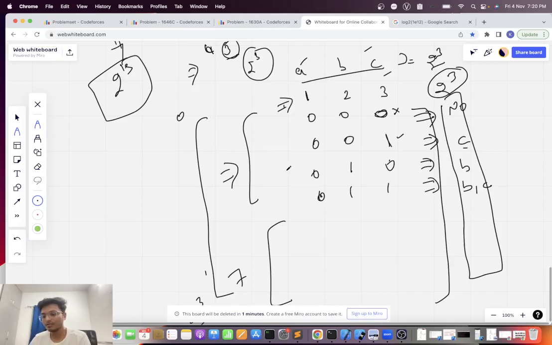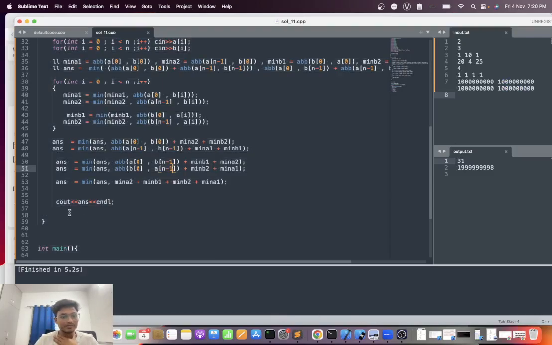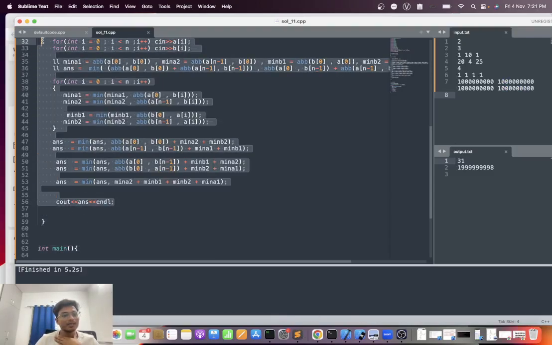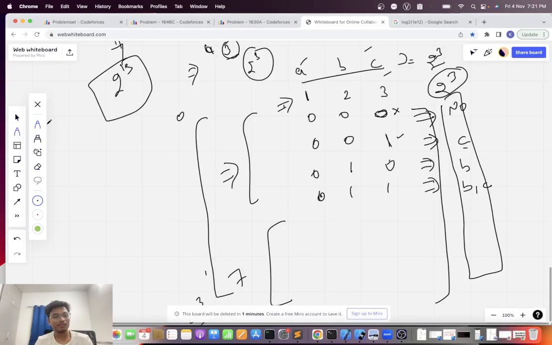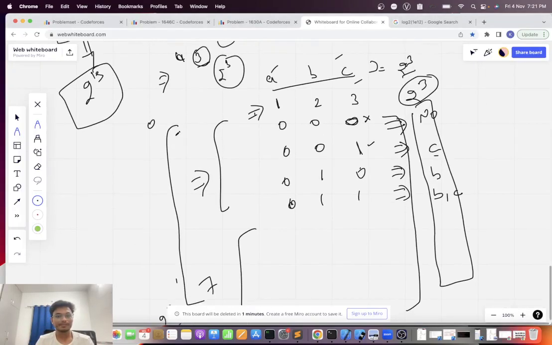Let me code it, then you will understand more beautifully. This is a beautiful technique, by the way. If you want to select the minimum or the maximum from all the possible scenarios, then using the bitset is very, very good.